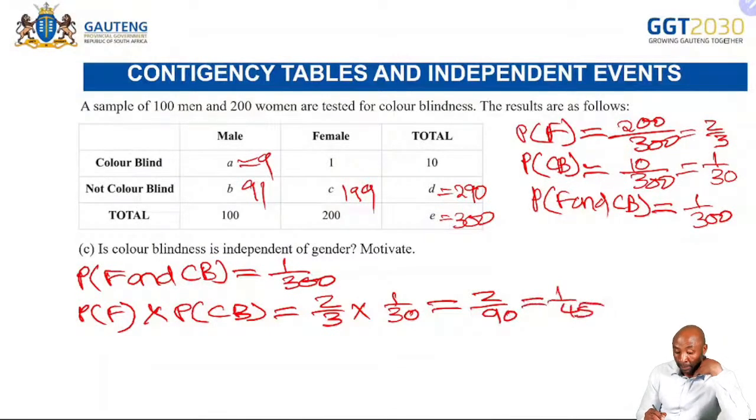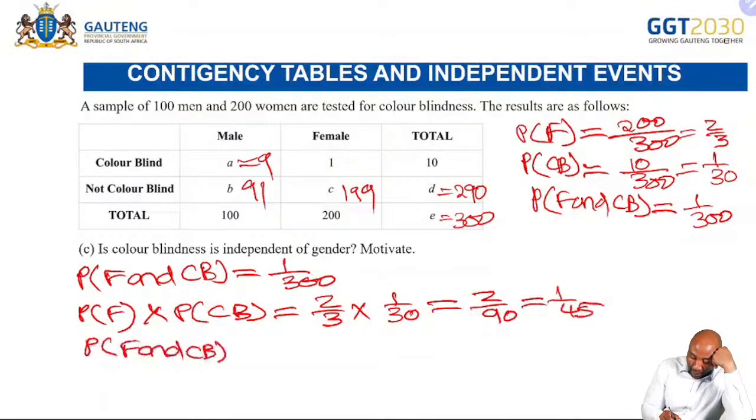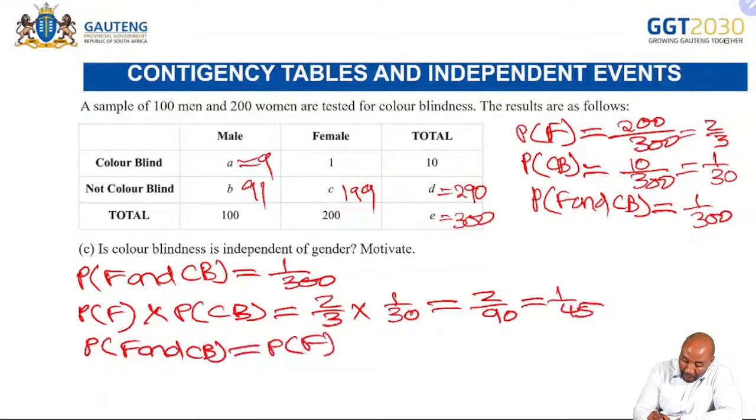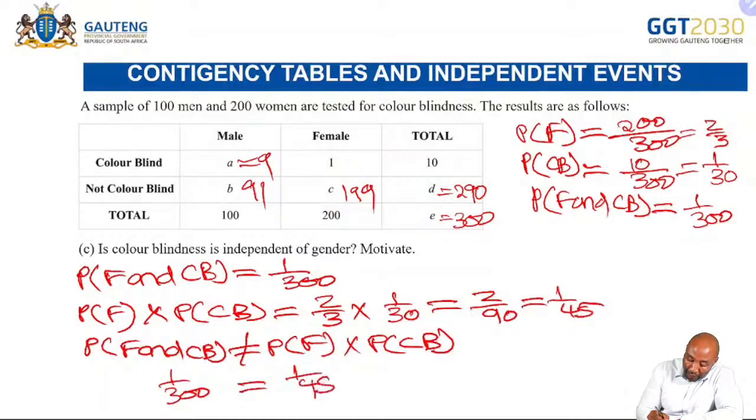Now, remember, for events to be independent, the probability of being female and colorblind must be equal to the probability of being female multiplied by the probability of being colorblind. But when we look at this, these are not equal because 1/300 is not equal to 1/45. We know that. So it means colorblindness and gender are dependent.